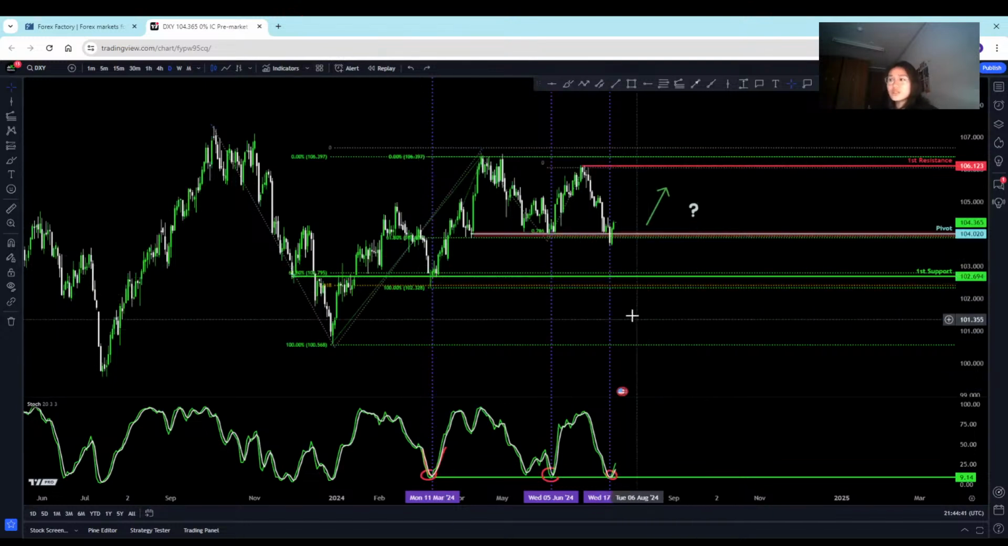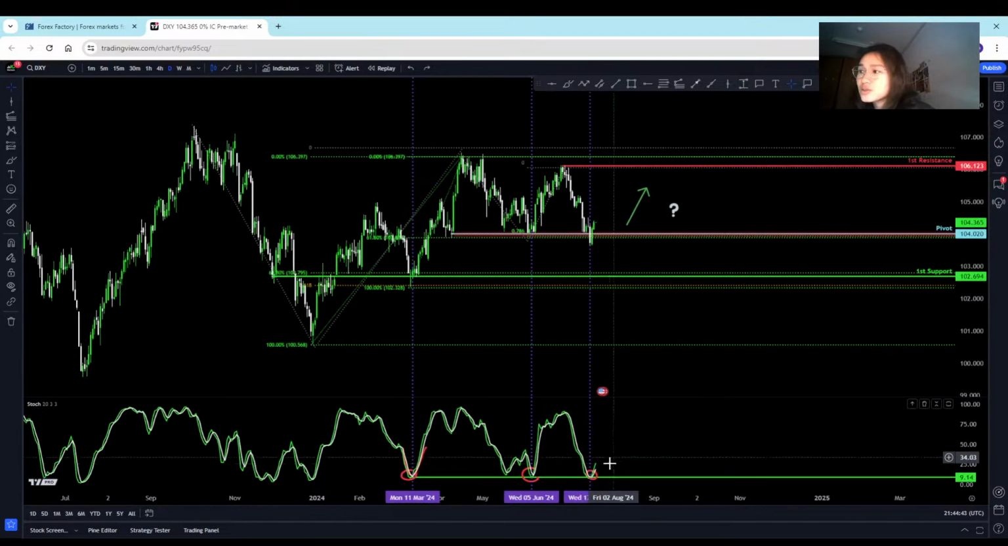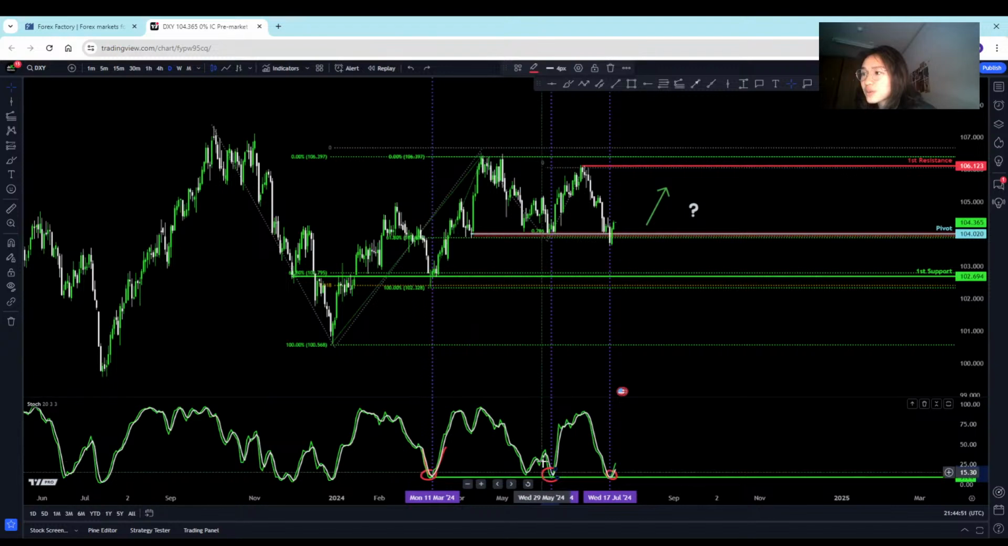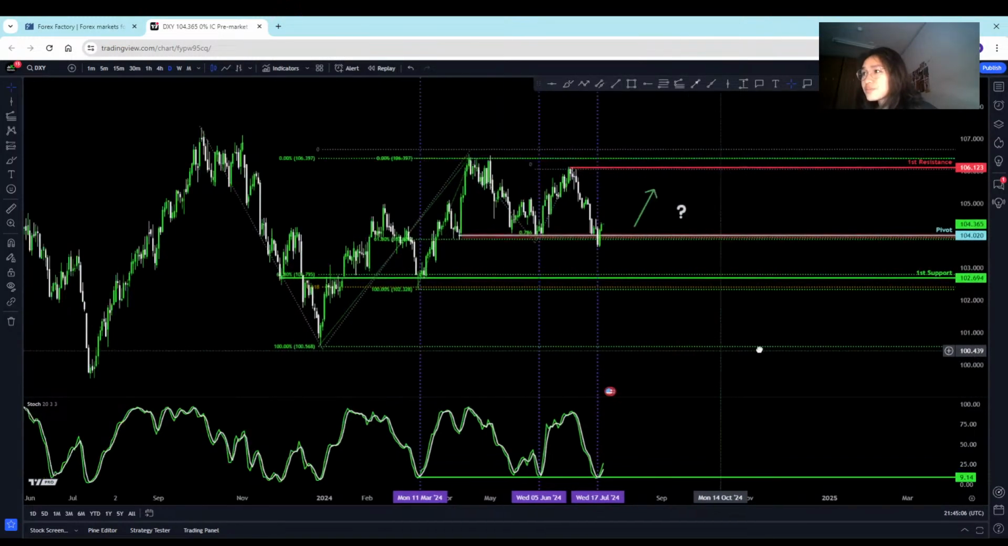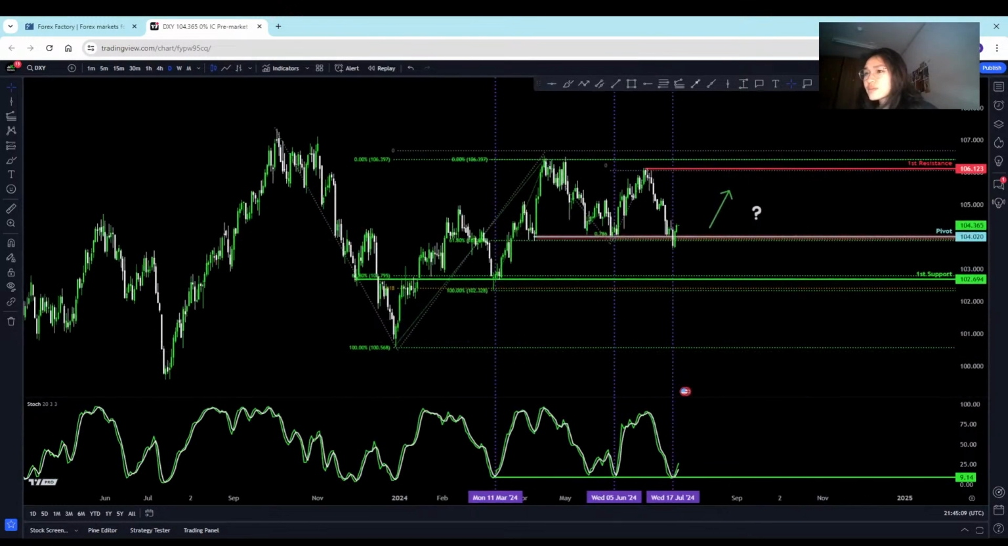Okay, so this is a sign that prices are going to continue to rise after this. Price recently picked up from the support level, so we are expecting price to continue to do so. Okay, that's for stochastic.